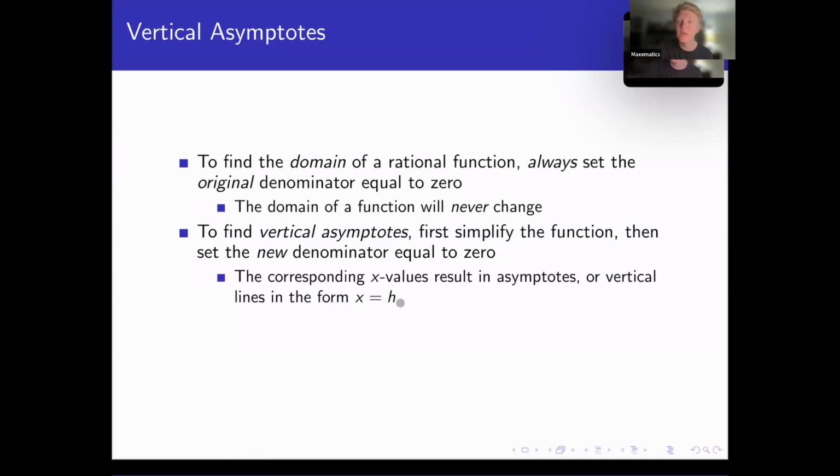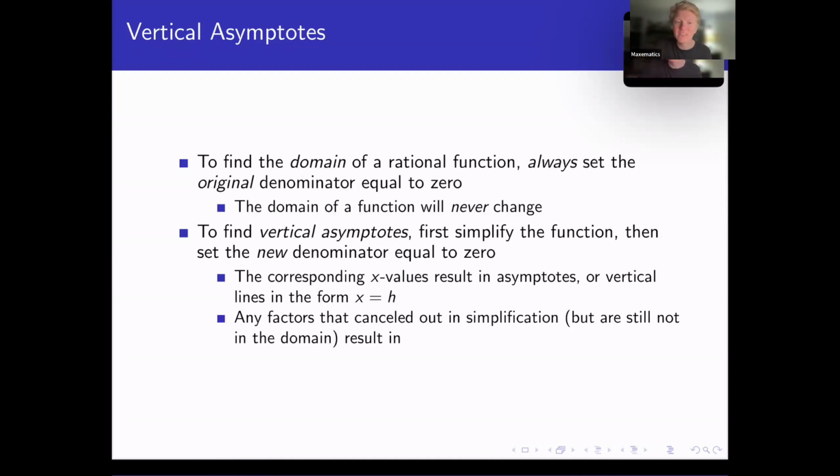x equals h. Now, what you might be wondering is, what about all the places that did cancel out? Well, setting the new denominator equal to 0 means that whatever corresponding values we get came from factors that didn't cancel out. If a factor does cancel out, it results in what we call a hole. Now, here's the key part. Even though that factor canceled out, it still doesn't change that original domain that we found with the original denominator. We can't ignore where our simplified function came from.